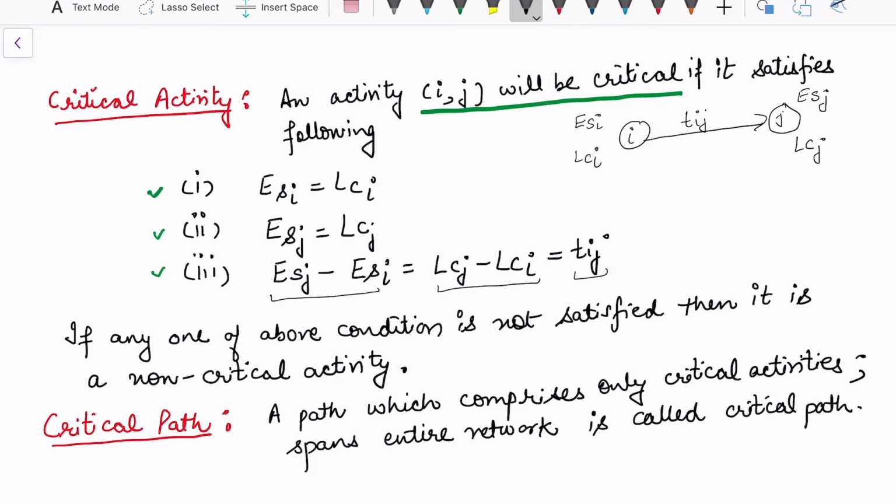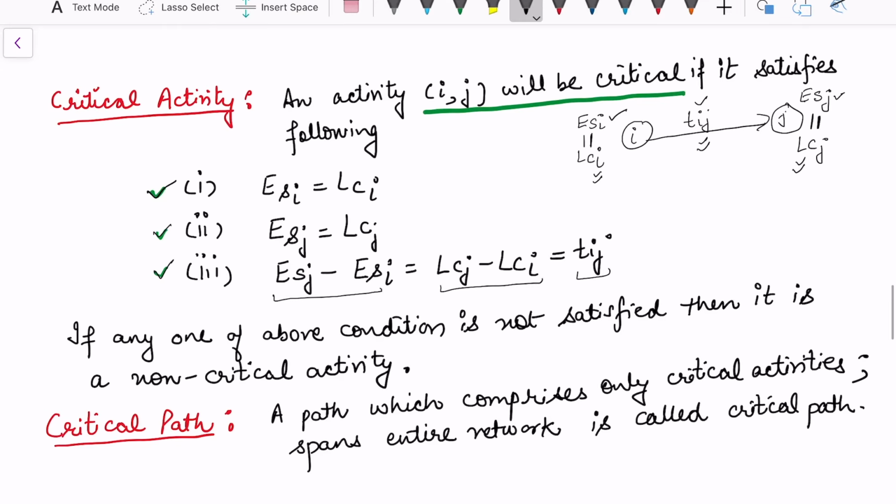We will calculate earliest separately and latest separately, and then we know the times for each node. If earliest and latest are the same, they are equal, and the difference of earliest of the jth node and earliest of the ith node is Tij, and similarly the difference of latest of the jth node and latest of the ith node is equal to Tij. So if all these three conditions are satisfied, only then do we say this is a critical activity. Otherwise, if any one of the above conditions is not satisfied, it is a non-critical activity.